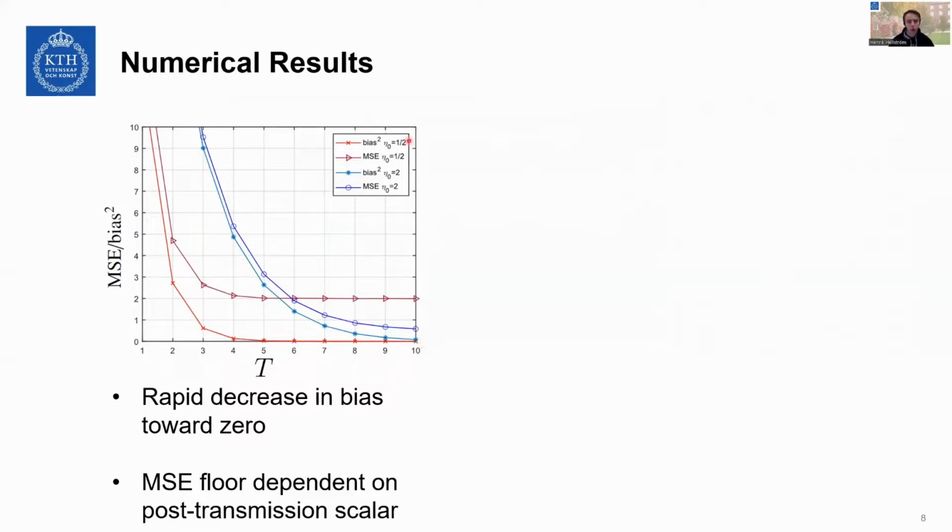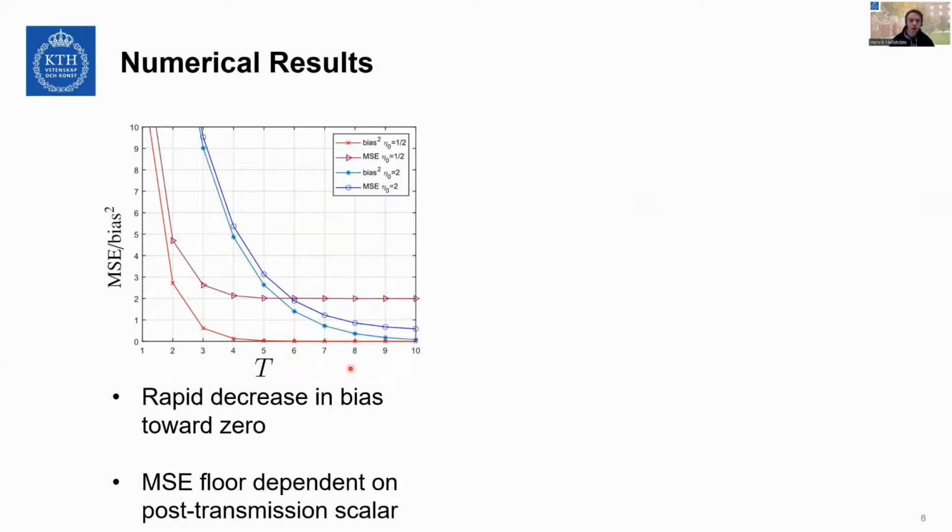For the system with a lower post-transmission scalar, you need fewer communication resources to hit the 0 bias, but you have larger variance in your estimator. So there is a trade-off here between the amount of communication resources needed to get an unbiased estimate and the amount of variance that you'll have in your final estimator.